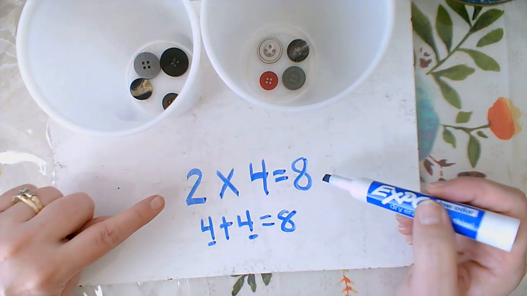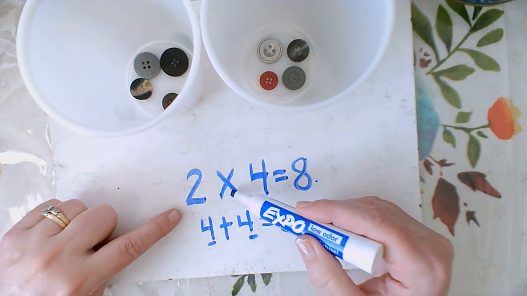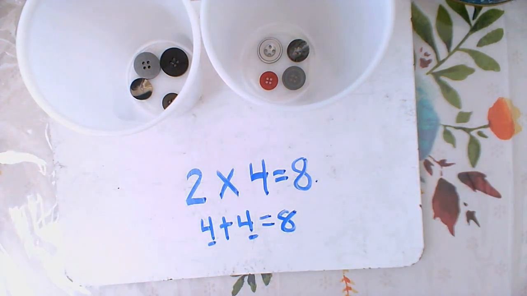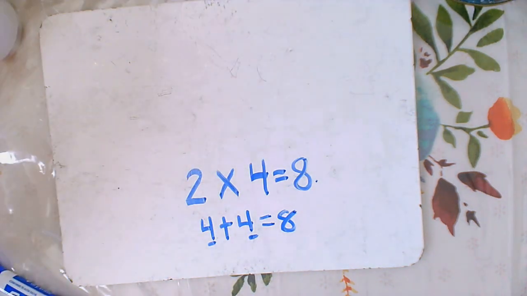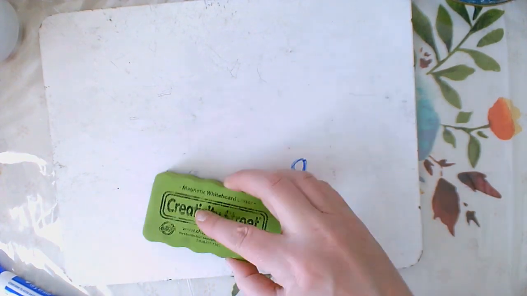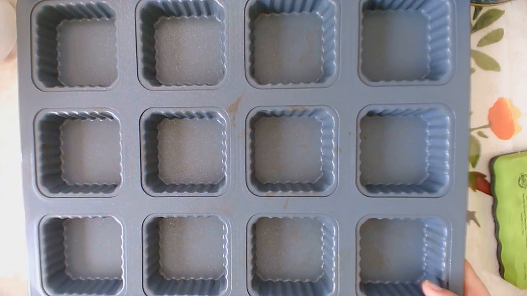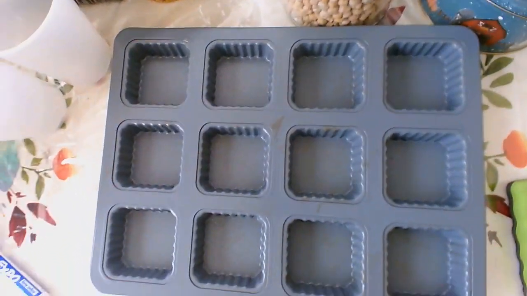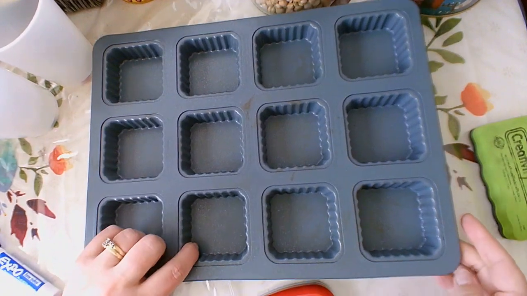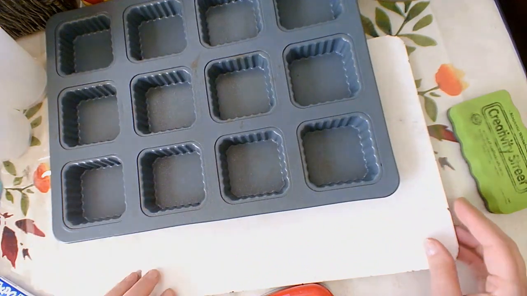Right? So you're going to be writing an equation after you make your groups, a multiplication equation, and then a repeated addition. Another fun way to show groups is to use a muffin tin. I'm just going to bring this up, and I'm going to scooch those over so that I have some room to write here.